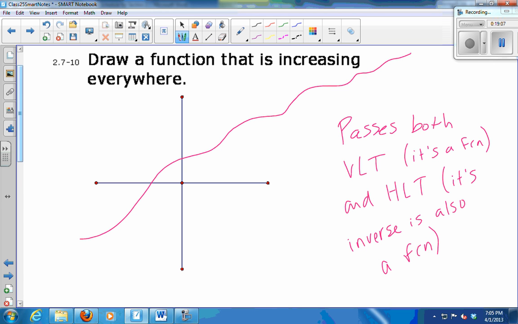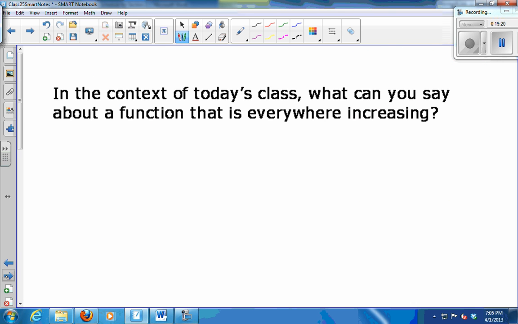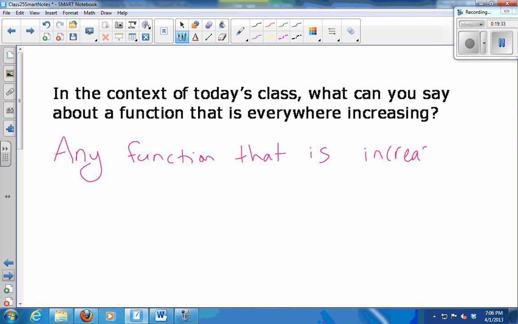So we could conclude that any function that's always increasing has an inverse that is also a function. So that's the conclusion. Any function that is increasing everywhere has an inverse function.